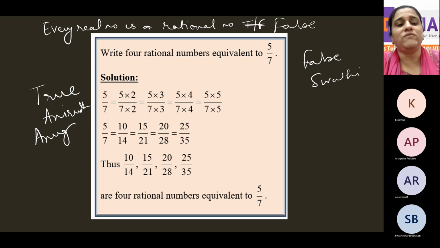But what did we just understand? A real number is the collection of all rationals and irrationals. So the other way is true. Every rational number is a real number. True. Every irrational number is a real number. True. This way is not true. Every real number is rational? It can be irrational also.